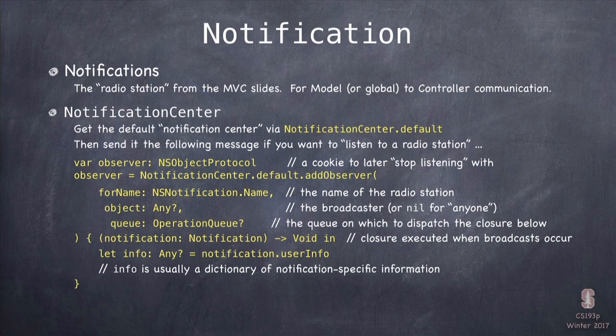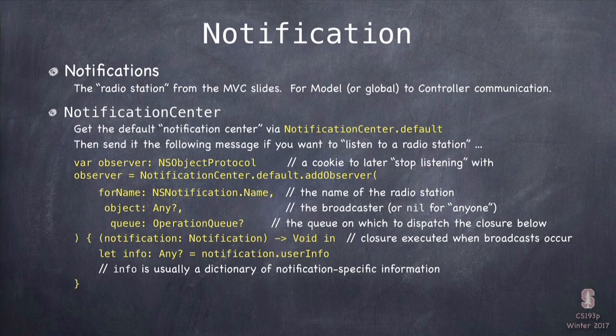The second argument is object, of type Any. That's basically, in a sense, the sender, the broadcaster. If you're only interested in a radio station that's broadcast from a certain object, then you can put something there. If you put nil there, it means anybody broadcasting on that radio station, I'm interested. So it's just a way of narrowing down. The radio stations are kind of weird in that you can have multiple people broadcasting on the same station. It's not like a real radio station where it's only one broadcaster.